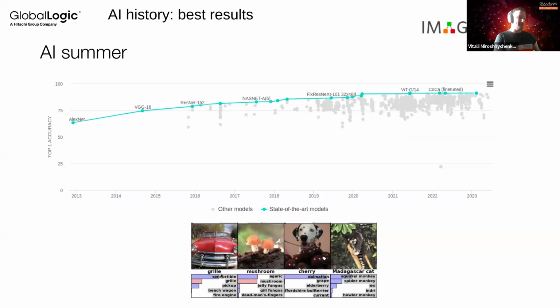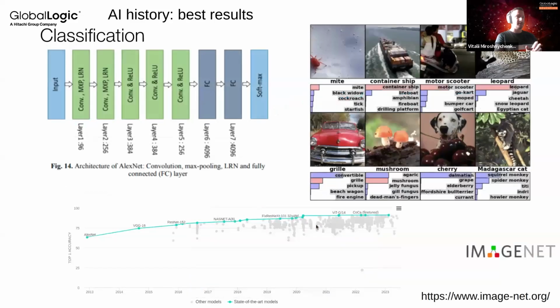For example, here we see a car, but the answer is grill. Here we see a mushroom, but the answer is agaric. Here we see a dog and a cherry, but the neural network tells us that it is a dog, but the true label is a cherry, and so on. So the current state of AI is that the biggest problem is that the datasets are not ideal. And some companies solve this problem and their datasets are public. We will talk about them later.